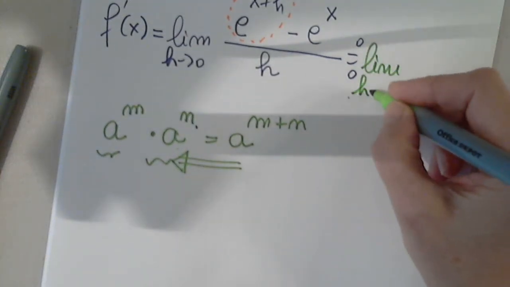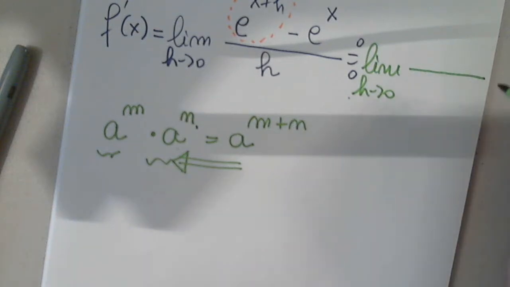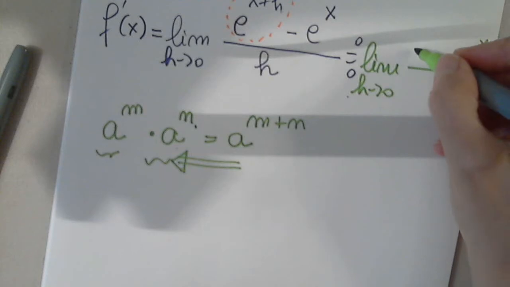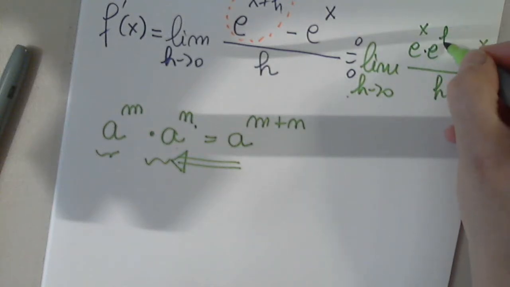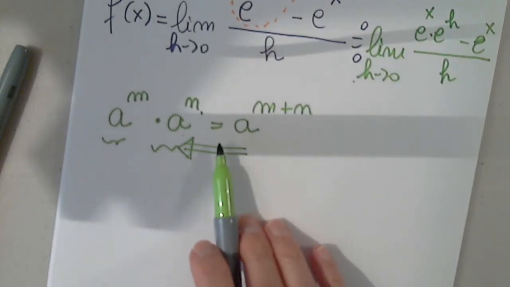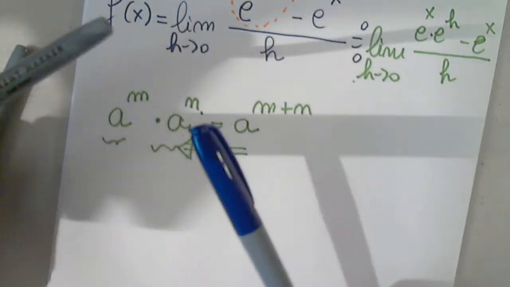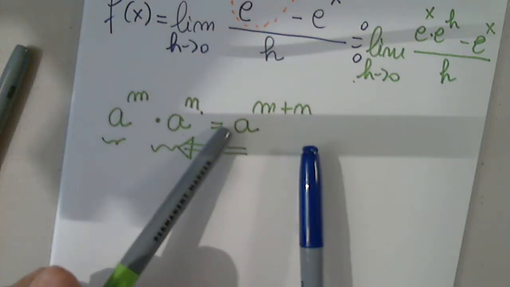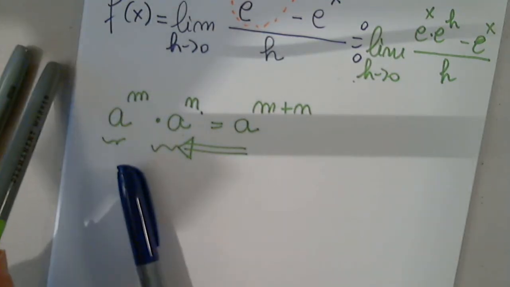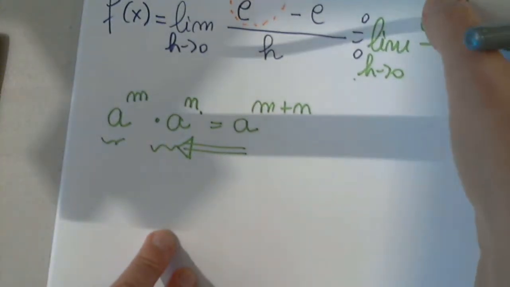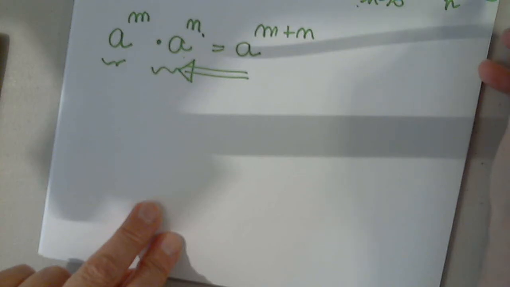So limit as h approaches 0. Tell me again, how do I write the first piece? E to the x times e to the h. Excellent. Please remember this. This is a dynamic relationship, meaning it goes both ways. If you are given this, we have to be able to come up with this. If we are given this, we have to be able to come up with the left-hand side. Because now you're going to tell me, and I know you're going to know what I'm going to do. So I'm going to continue here.